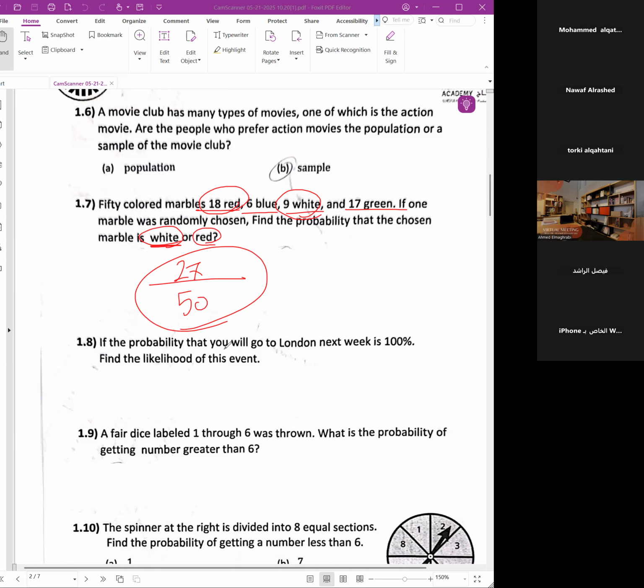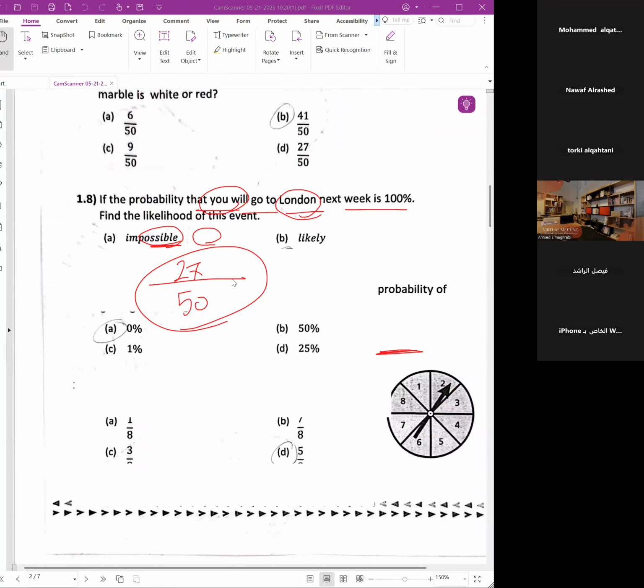If the probability that you will go to London next week is 100%, find the likelihood. Is it impossible, certain, likely, or unlikely? Write your answer in the private chat. Perfect, certain, because it's 100%. It's a sure event, a certain event, excellent.